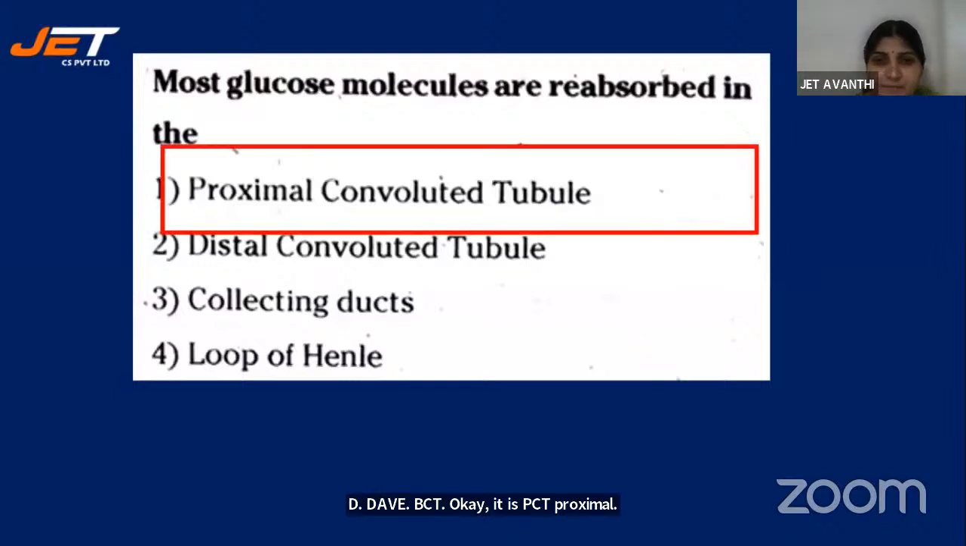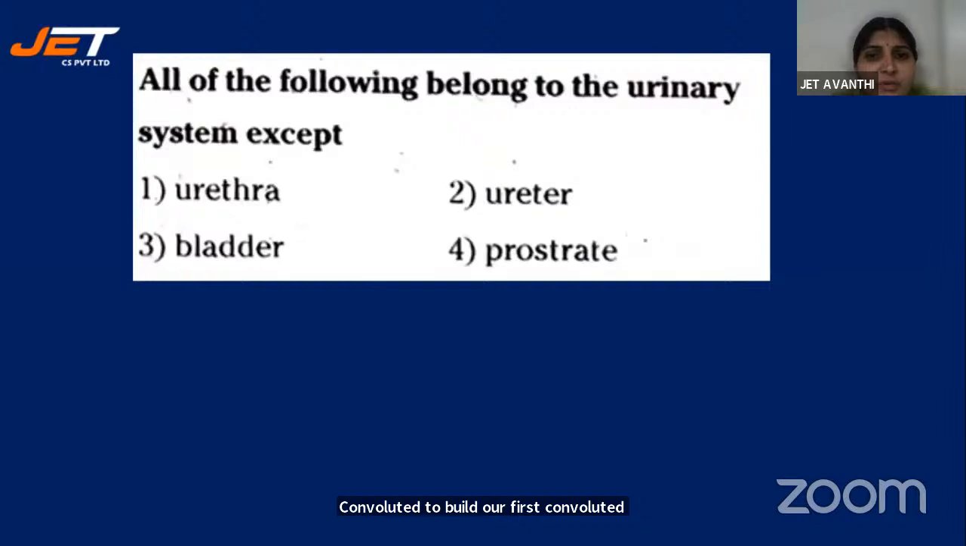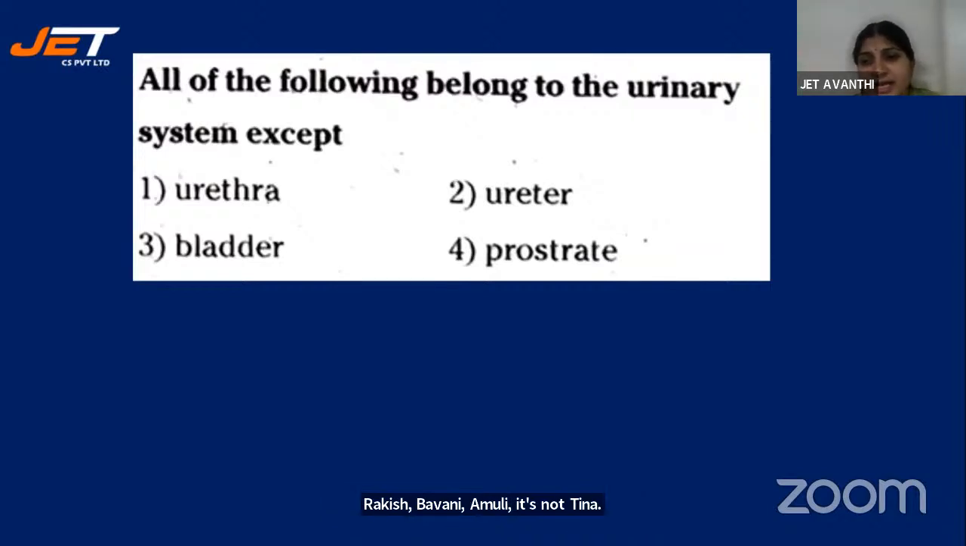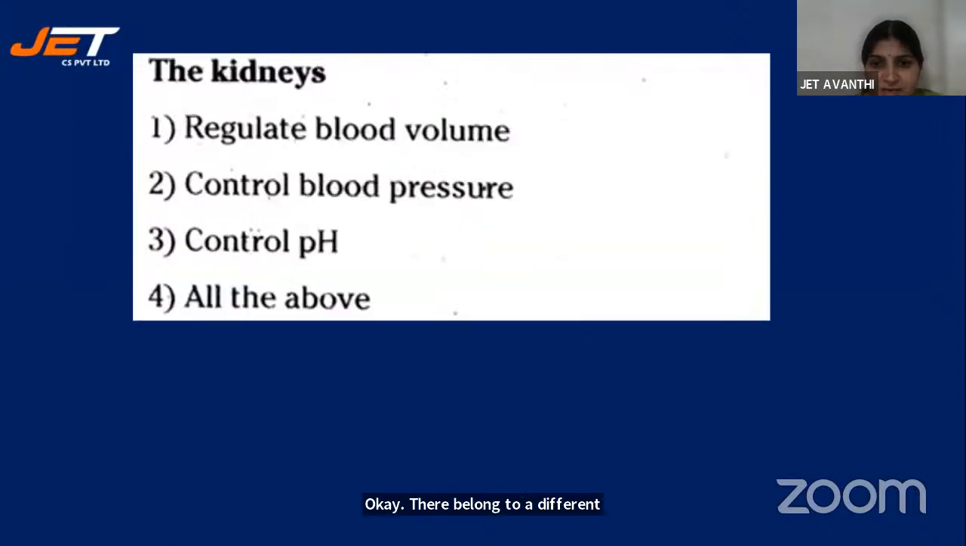Then, all of the following belong to the urinary system except, odd one out: urethra, ureter, bladder, prostate. Very, very easy question, children. Rakesh, Bhavani, Amulya, it's not 3. Chintu, Anthony. Yes. It is prostate gland. Prostate glands are not part of the excretory system. They belong to a different organ system.